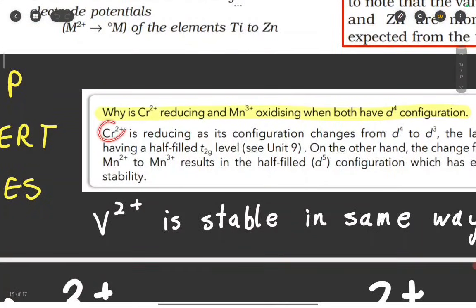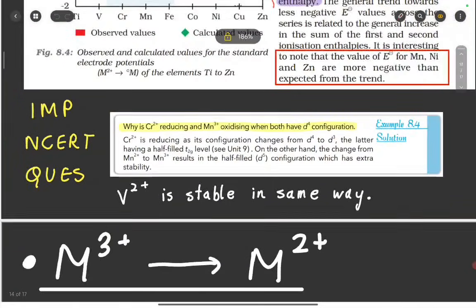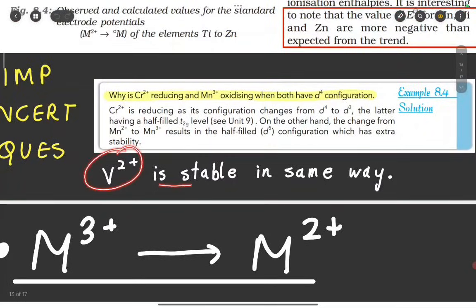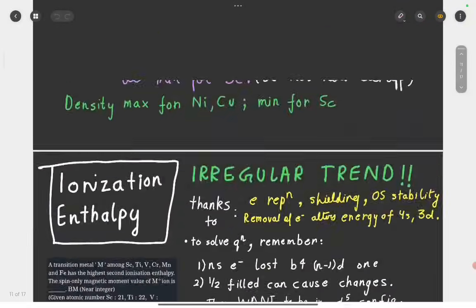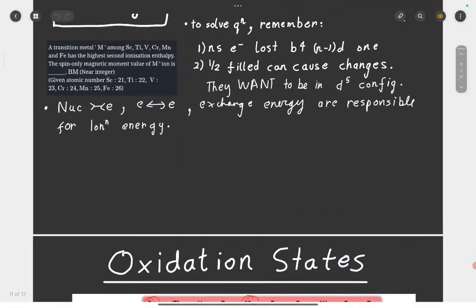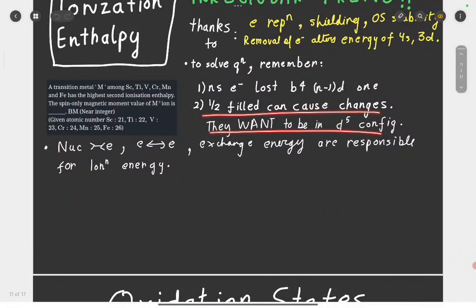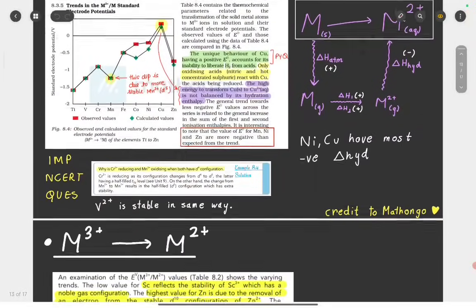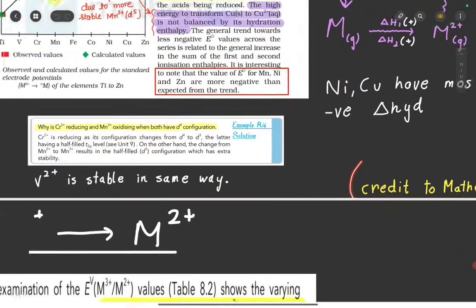Now, as we know, Cr2 plus got more stable by converting to Cr3 plus thanks to a t2g subshell, and the vanadium 2 plus cation gets stable in the same way. And we know there was an exception. I told you there was an exception to this where the cation wants to get half filled. So these were the exceptions that I was talking about. And credit to Mathongo for this PDF.